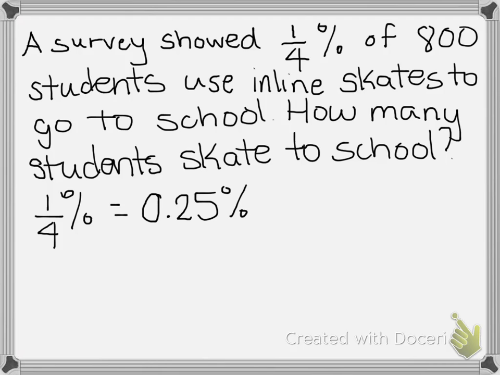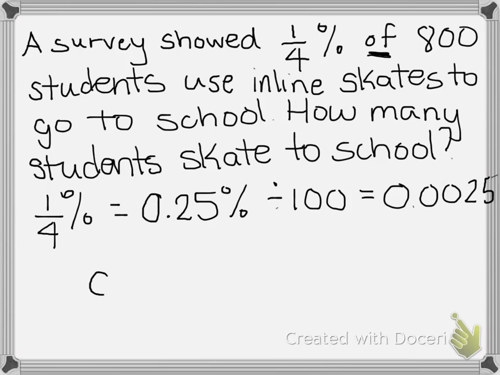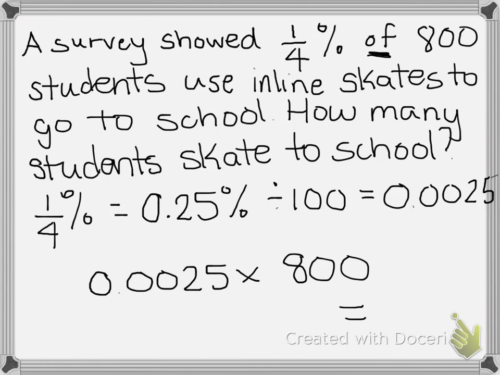But we need that percent in a decimal. So we divide it by 100. And we find out that it is equal to 0.0025. Squish it in there. Now that we have our decimal, we multiply it by the total number that we want to find the percentage of. So we have 0.0025 times 800. We find out that only 2 students skate to school.